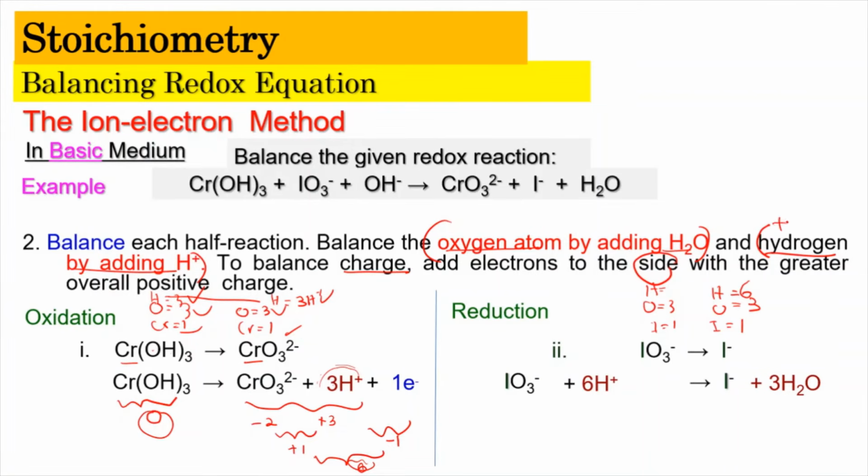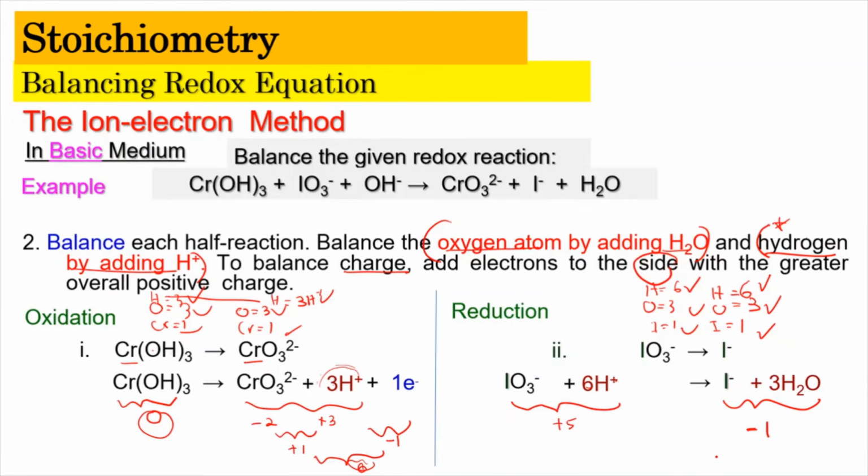Looking at the statement here, balance hydrogen by adding H+. So now both the left hand side and the right hand side have the same number of atoms. How about the charge? Let's do the charge here. We have 6 plus minus 1, so we have overall plus 5. Here we have negative 1.